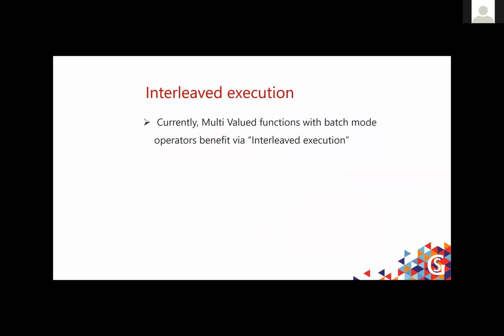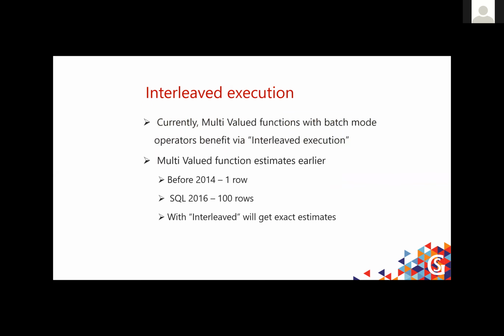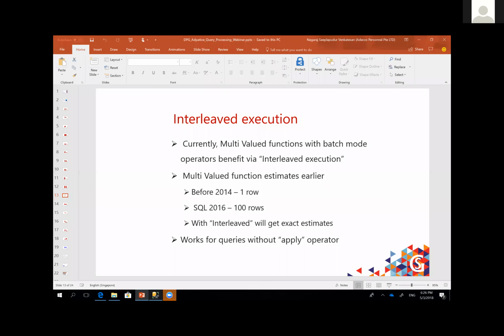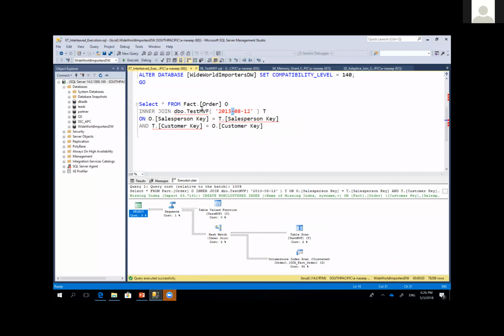So only queries with batch mode operators can benefit from this particular feature, as I stated earlier. And more importantly, for this to work, the value over here needs to be hard coded. If you are passing the value from the order table, passing a column as the input, it won't be able to take advantage of adaptive join, or execute upfront and come up with the estimate. It will still go for the blind guess.